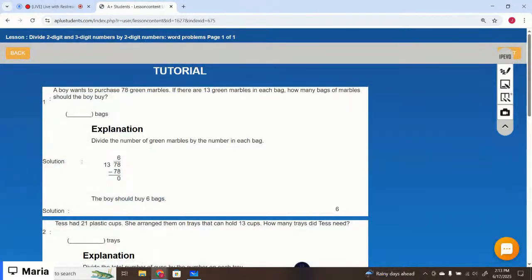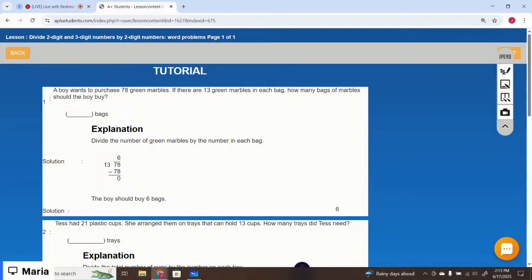A boy wants to purchase 78 green marbles. If there are 13 green marbles in each bag, how many bags of marbles should the boy buy? So we need to divide 78 by 13, right? So let's just divide. We can go for 13 times 6 is 78, right?